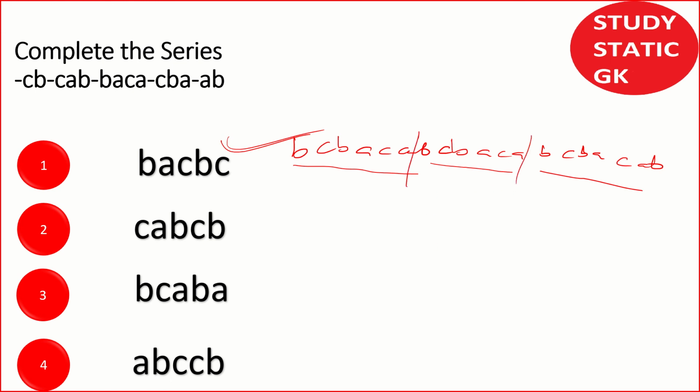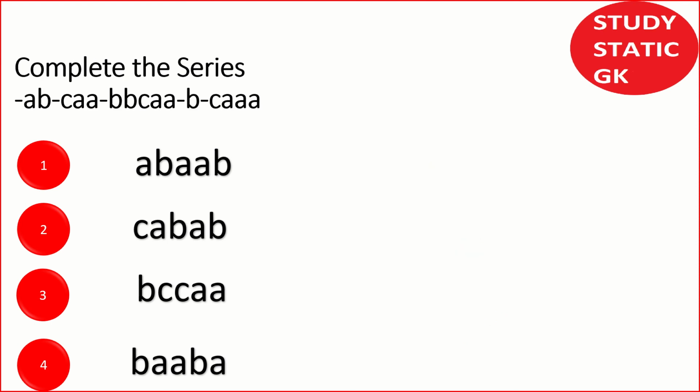Okay. Next question. Mostly they will give six letters in a stretch, a repeating structure of six letters. Mostly they will give like this only. You have to remember. Otherwise, sometimes they may give ABB, ABB, like that also. So this one is the answer, first one. So next question. Complete this series.